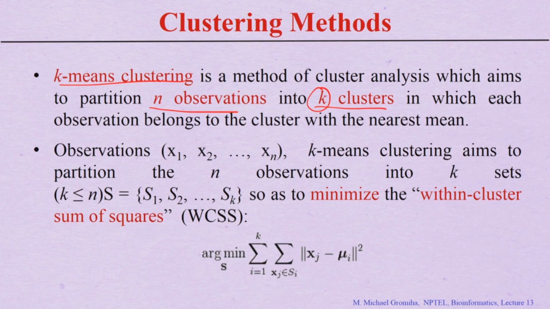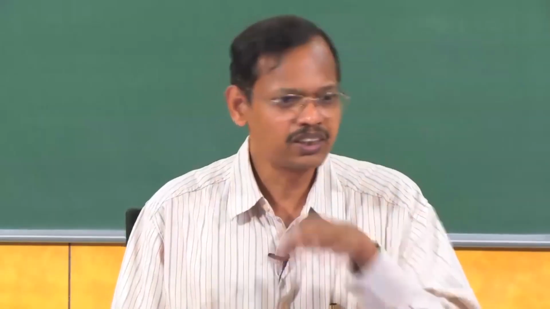For example, if we have n observations like x1, x2 up to xn, k-means clustering tries to put these n observations into k different sets, so that it minimizes the within-cluster sum of squares. Within the clusters you can see the mean, and for any new sequence the distance between these two features should be the minimum. So, you take any cluster, and all the representative sequences within the cluster should be at the minimum distance, fine.